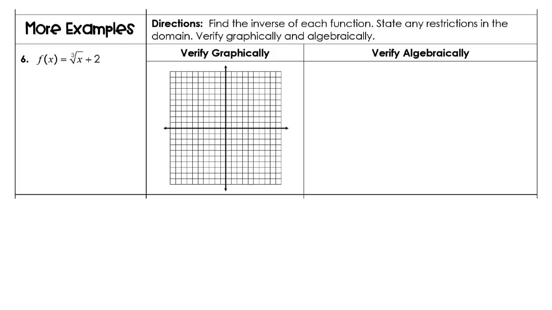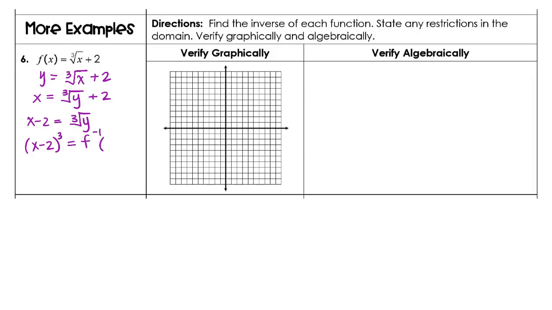So the first thing we need to do is actually to find the inverse here. So again, we're changing y, or f of x, back to y. And then we are going to exchange places with x and y. And we're going to solve for y. So we're going to have x minus 2 equals the cube root of y. We're going to cube both sides. Please don't multiply this stuff out. And we know that that y actually changes back to f inverse.